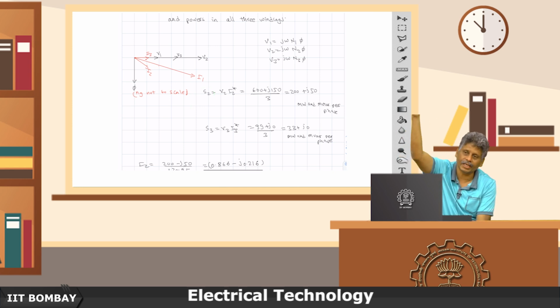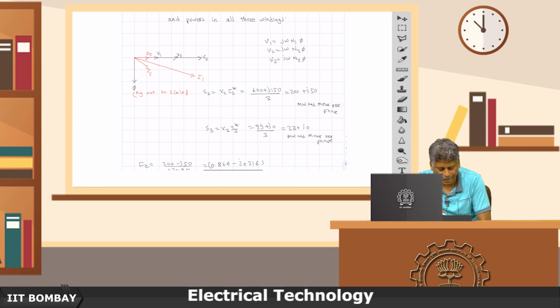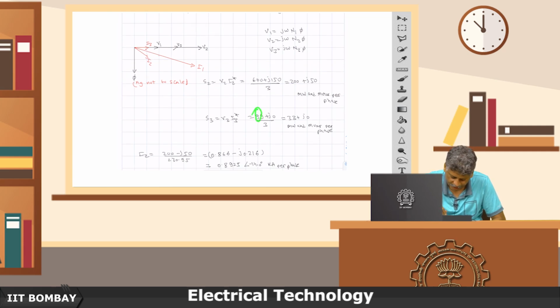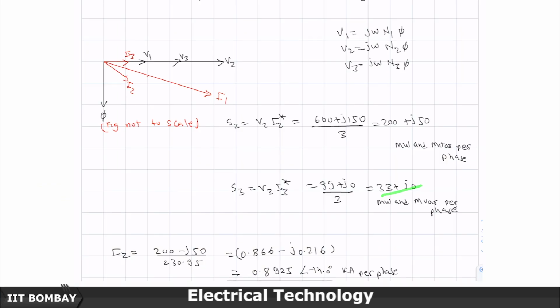This is on the 400 kV transmission line, and 99 megawatts at unity power factor, this is the industrial load on the 132 kV side. So, again per phase, it is (99 plus J0) by 3, which is 33 plus J0 megawatts and MVAR per phase. Now, secondary MVA, P plus JQ, is 200 plus J50. That should be written as V2 I2 star. 33 plus J0, which is the apparent or complex power on the tertiary side, should be written as V3 I3 star.